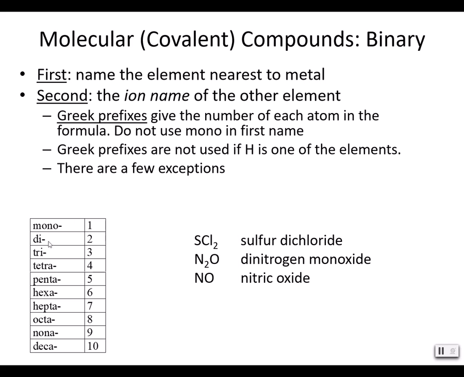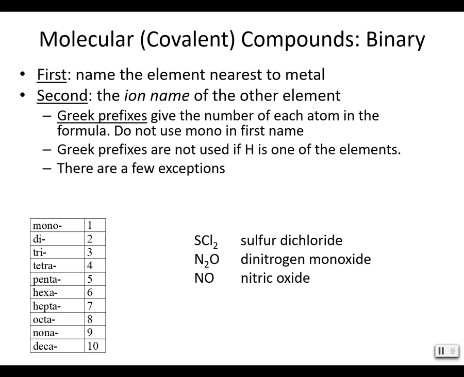mono, di, and tri, and I've listed the most common Greek prefixes here. There are a few caveats to that. Once looking at a compound and realizing that it's molecular and that it's binary, it just contains two nonmetals, you name the first element by its name. For the second element, you use the stem of that element's name. You drop the -ine and add "-ide." That's the same as the ion name of the other element. And you use Greek prefixes to designate how many of that particular atom are present.